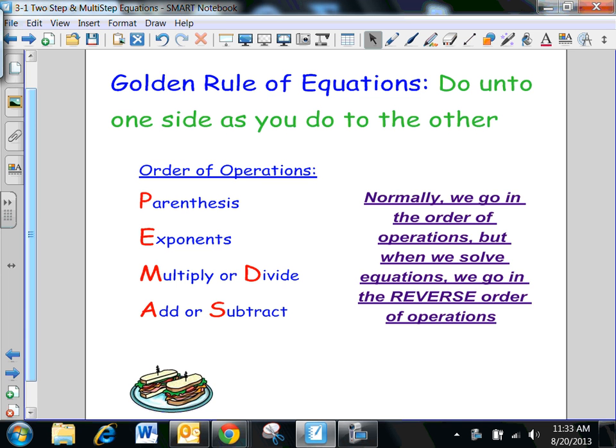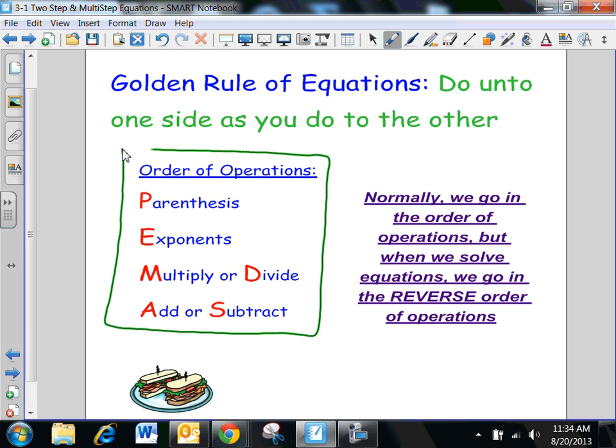Golden rule of equations: do unto one side as you do to the other. We have to abide by that for every equation. The order of operations that we use for every problem is right here. And what's important is this note right here on the right-hand side, is that when we solve equations, we go in the reverse order of operations. So we're doing things in reverse when we solve equations.